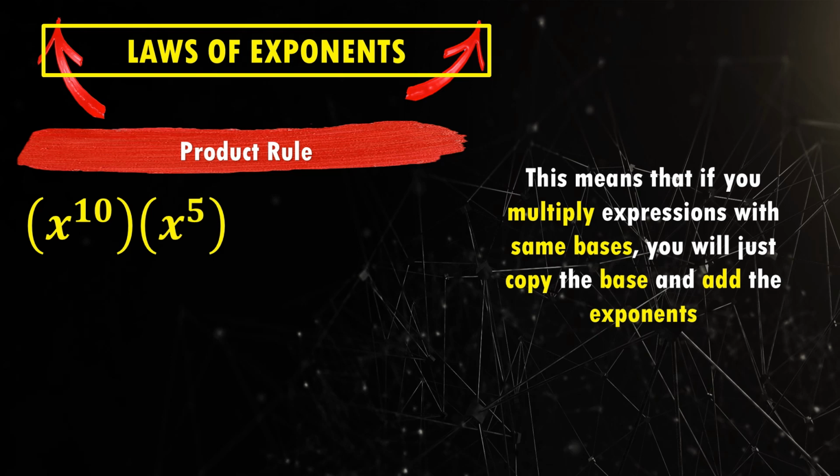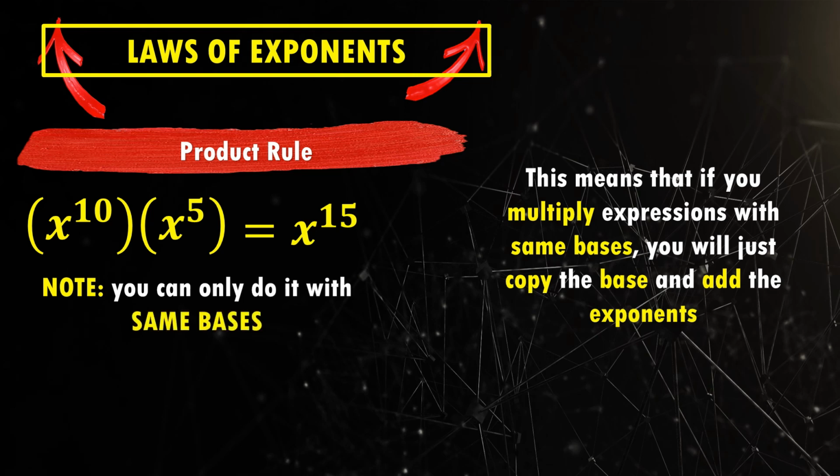So for example, we have x raised to 10 times x raised to 5, which is equal to x raised to 15. So paano yun nangyari? Tingnan nyo yung base. Same sila ng base, which is x. Then yung exponent natin is simply i-add lang natin. Kaya makukuha natin sagot, 10 plus 5 is equal to 15. Note, huwag nyo kakalimutan, you can only do it with same bases.